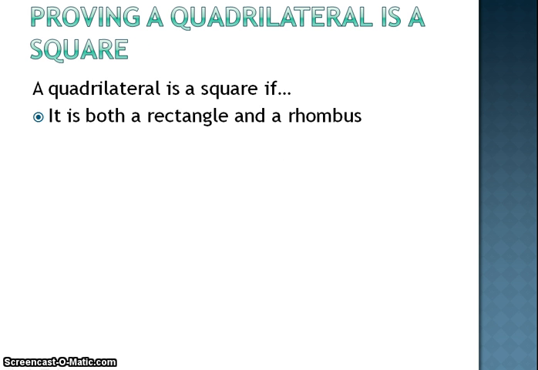Proving a quadrilateral is a square. A quadrilateral is a square if, well, we've kind of seen this all along. The square is not particularly unique except for the fact that it has all of the other quadrilaterals' properties. So it's both a rectangle and a rhombus. If you're able to prove something's a rectangle and you're able to prove it's a rhombus, you've got yourself a square.